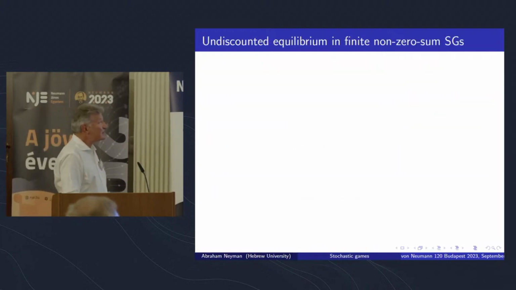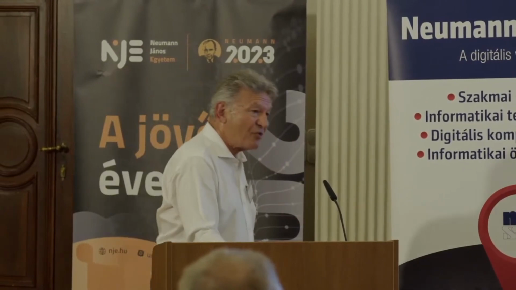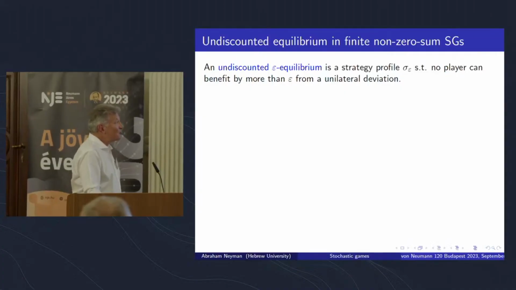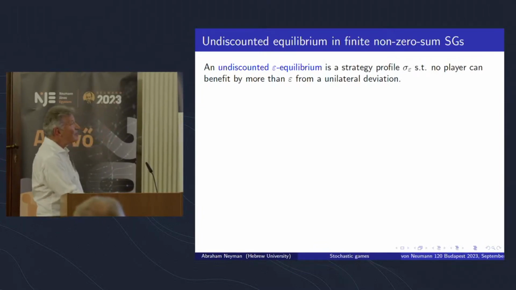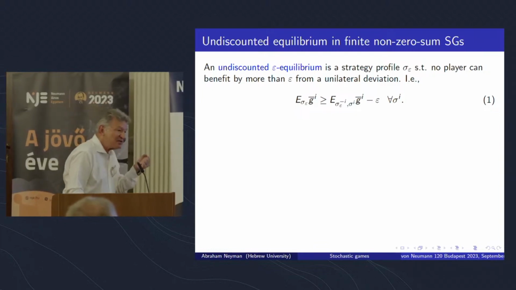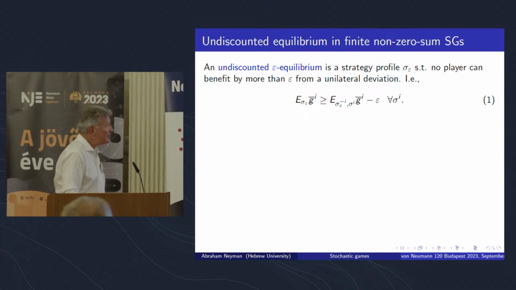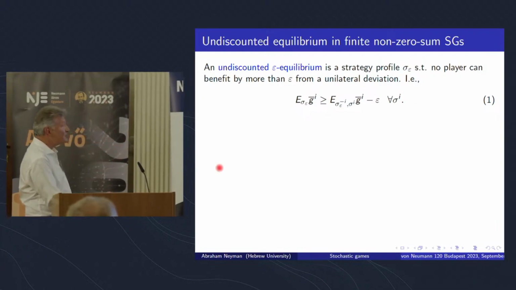Let's define what is the undiscounted equilibrium in a finite non-zero-sum stochastic game. The number of players is finite, the number of states is finite, and the number of actions of each player is finite. An undiscounted epsilon equilibrium is a strategy profile such that no player can benefit by more than epsilon from a unilateral deviation. Namely, the expectation with respect to this strategy sigma epsilon defines the distribution. The expectation of the limit superior of the averages of his payoffs is at least what he would get by some unilateral deviation to a strategy sigma i, up to an epsilon, for any deviation.